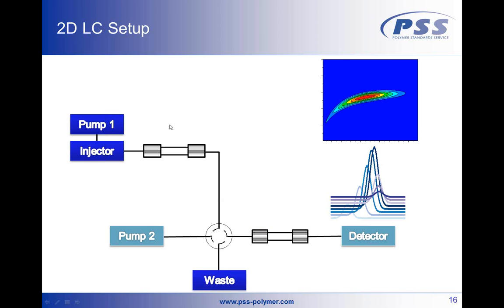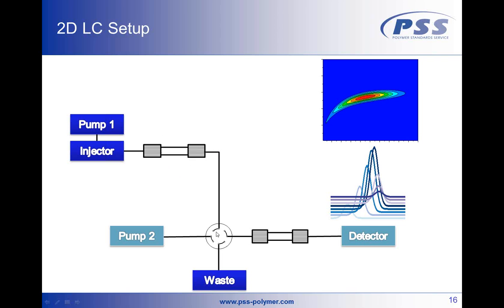So basically we have two individual chromatographic setups. We have a pump and an injector for the first dimension, and we have a first column. In this first column we do our first separation, for example, according to the chemical structure of the polymer. If we run a gradient here, we do a separation which separates our mixture according to the chemical composition, and then we run into this valve.